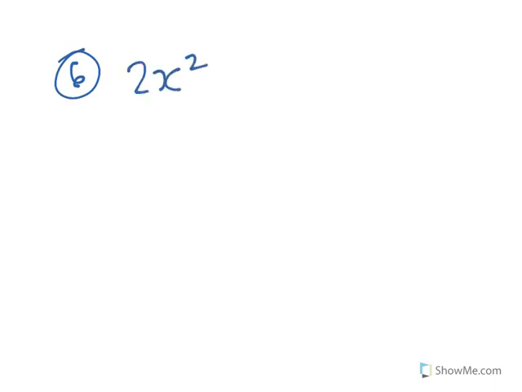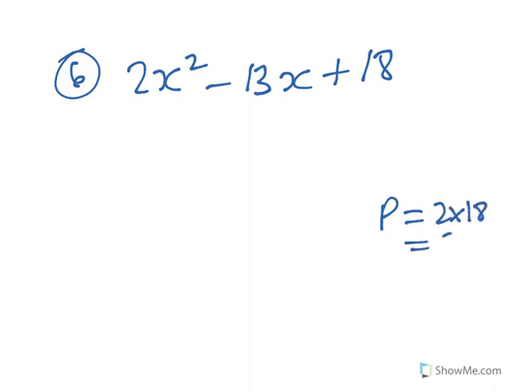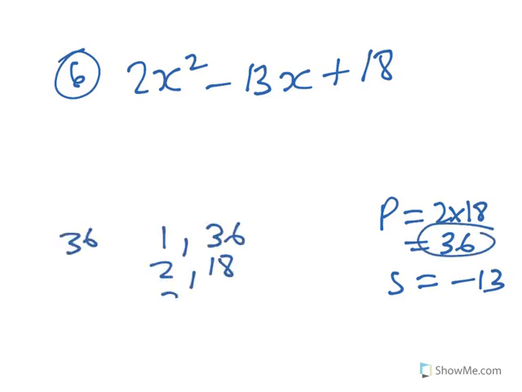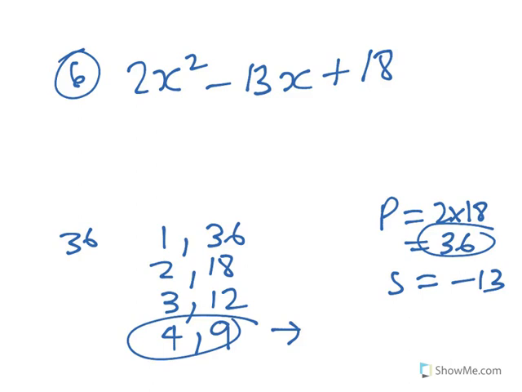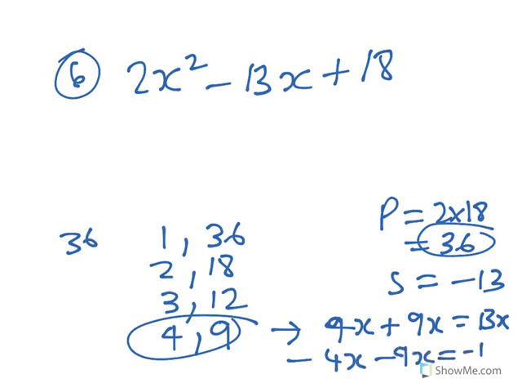So let's go 2x squared, and I'll go plus 18, minus 13x. Okay, so the product is 2 times 18, which is 36. The sum is the middle, which is minus 13. Two things that multiply to give 36. So 1 and 36, 2 and 18, 3 and 12, 4 and 9. Now 4 and 9, if you did 4x plus 9x, you get 13x, but I want to get minus 13. So if I make them both minus, because I have a positive product, it could be a plus and a plus, or a minus and a minus. So it ends up being a minus and a minus because I want a minus sum.